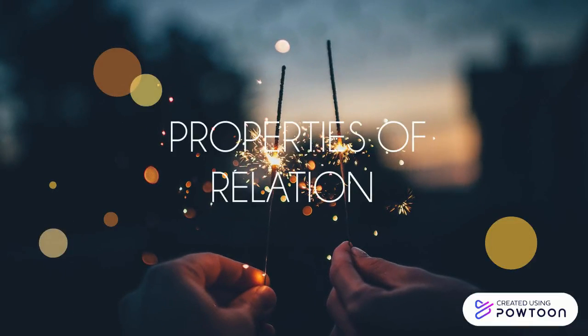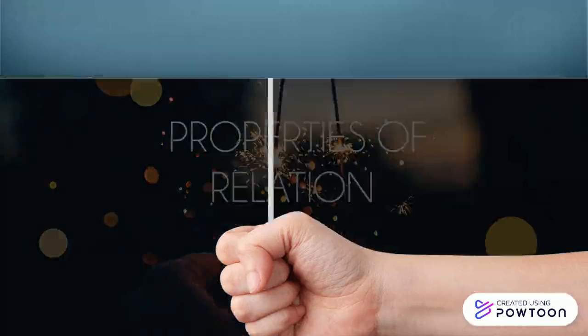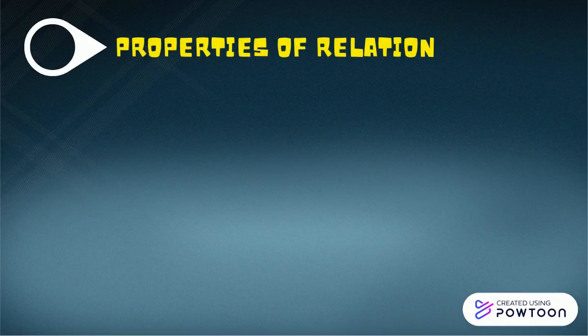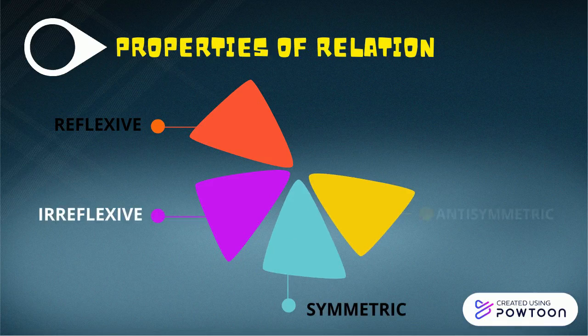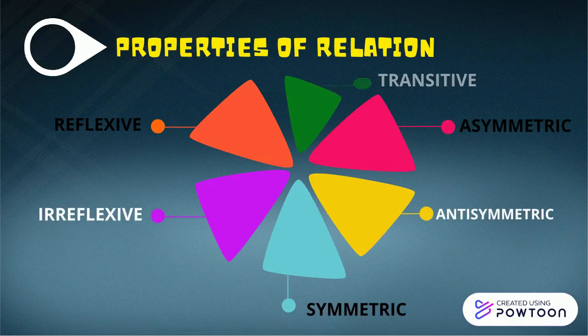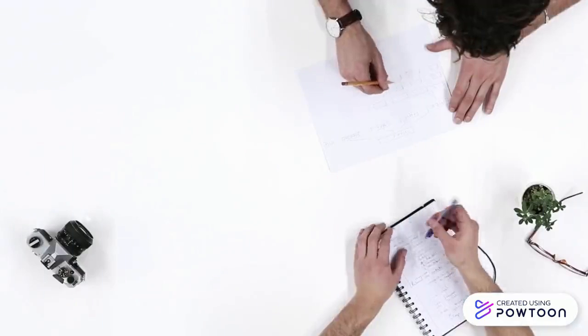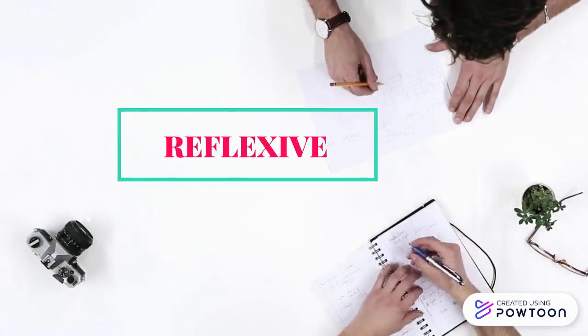After we understand the definition of relation, now we can learn about the properties of relation. Properties of relation contain six types of properties. The first property is reflexive, next is irreflexive, next is symmetric, antisymmetric, asymmetric, and the last property is transitive. Now let's learn the first property, which is reflexive.